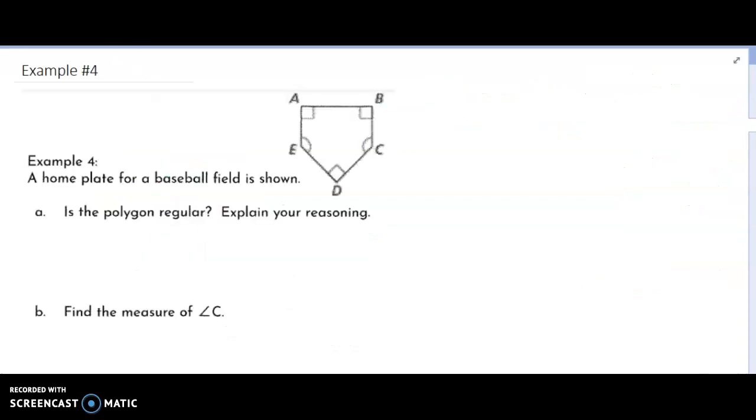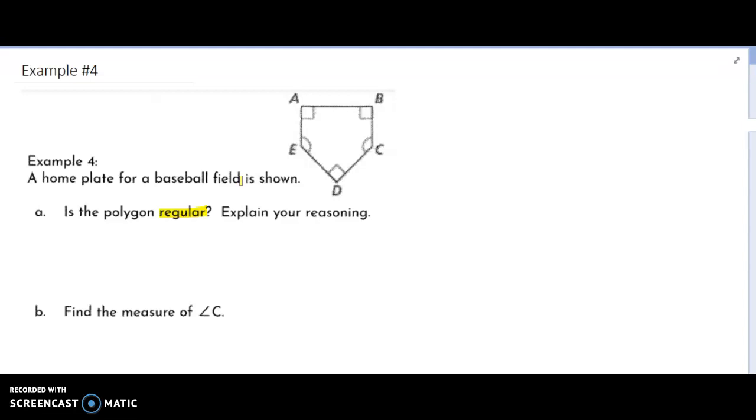All right, let's look at example 4 now. It says a home plate for a baseball field is shown. So this pentagon looking thing is what a home plate looks like. Question A says, is this polygon regular? Explain your reasoning. Well, you can't answer this question if you don't know what a regular polygon is.